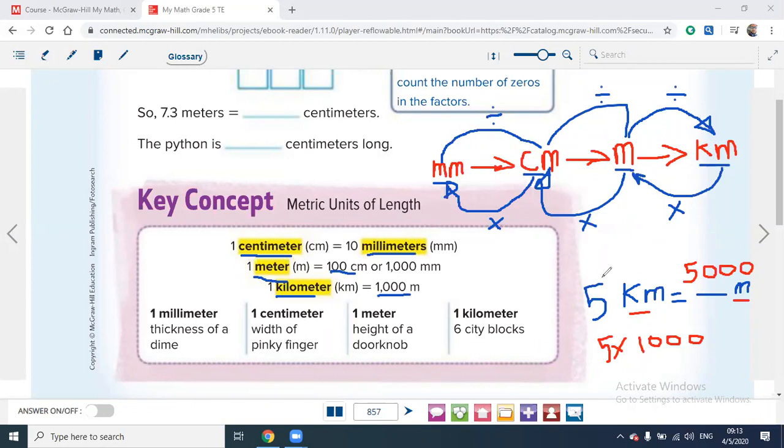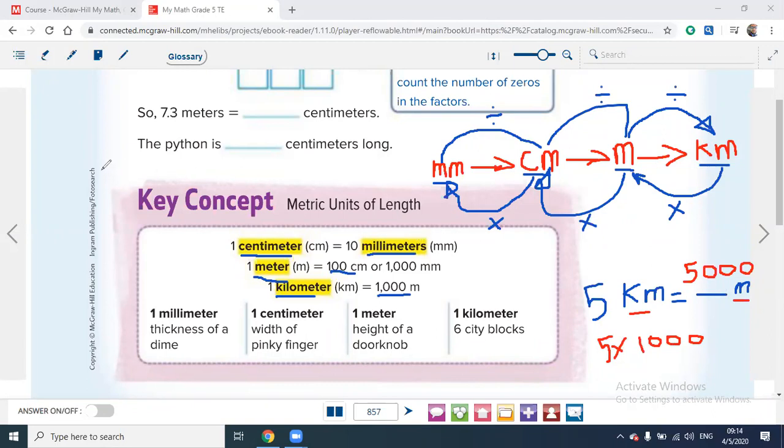As we see in this example, 5 kilometers equals how many meters? I have to convert from large unit to small unit. This means I have to multiply the amount of this unit, which is 5. Multiply by what? Kilometer equals how many meters? 1,000. So I have to multiply 5 times 1,000. So the answer will be 5,000 meters.